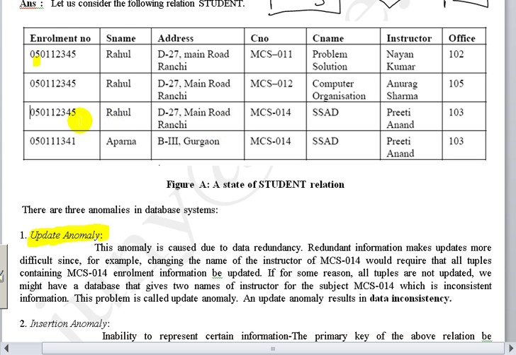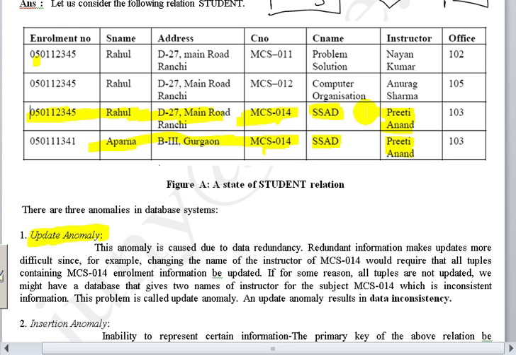this is a student, for example Rahul or whatsoever. His address, and this is the course number which he is joining, and another guy is also in the same course, and this course MCS 014 is being taught by Preeti Anand. Okay, and SSAD is the course name. I don't know what SSAD will be. SAD maybe, System Analysis and Design. Okay, whatever.